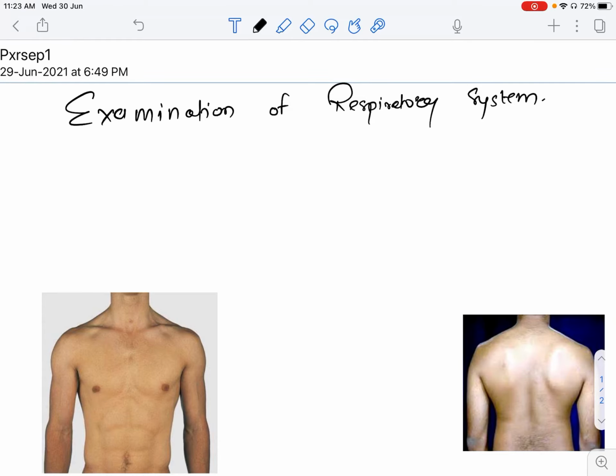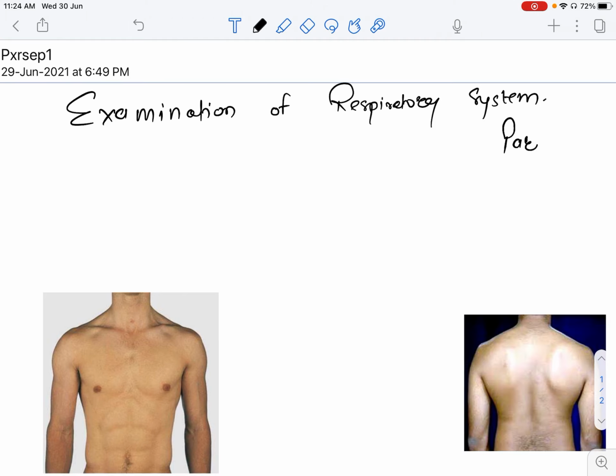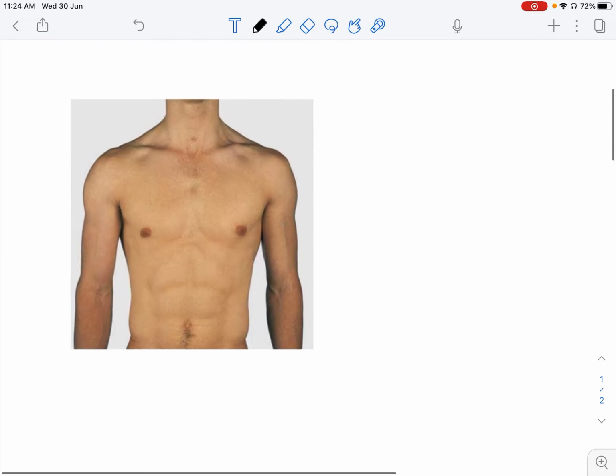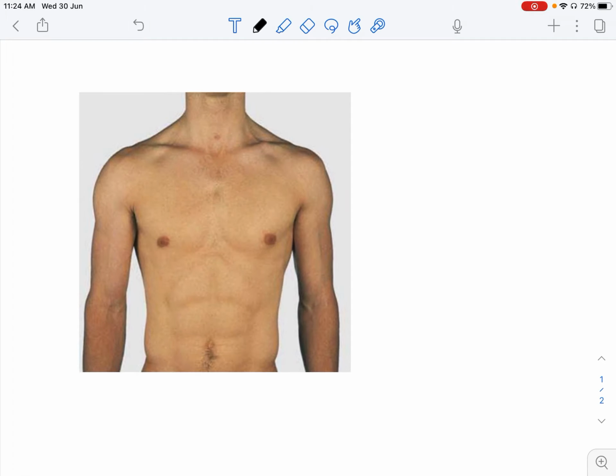So hello everyone, we'll start with examination of respiratory system. This will be the part 1 video of respiratory system examination. Now before coming to the examination, we must know the areas or regions over the thorax.